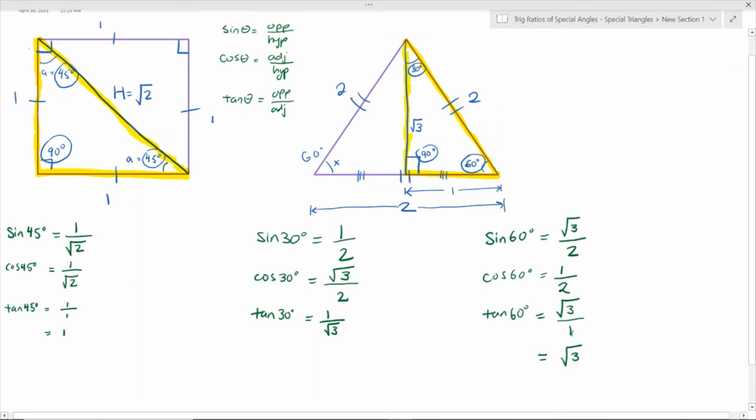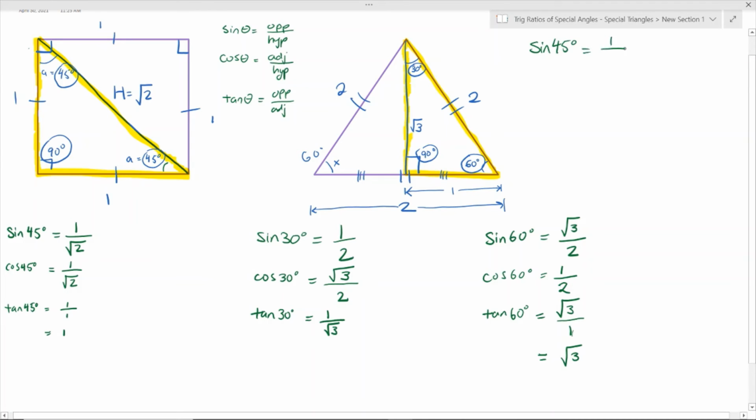Alright, so we have found our trig ratios. Now, another thing to note is that we can also rationalize the denominator for 1 over square root 2. So instead of writing sine 45 degrees equal to 1 over square root 2, or cosine 45 degrees equal to 1 over square root 2, we can rewrite this.